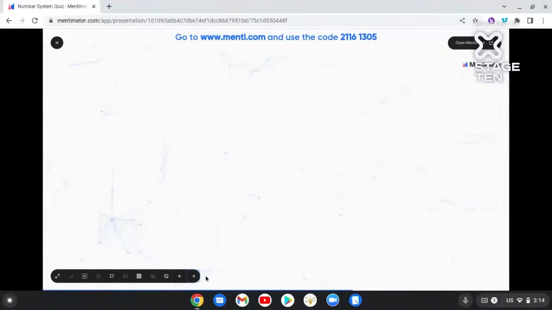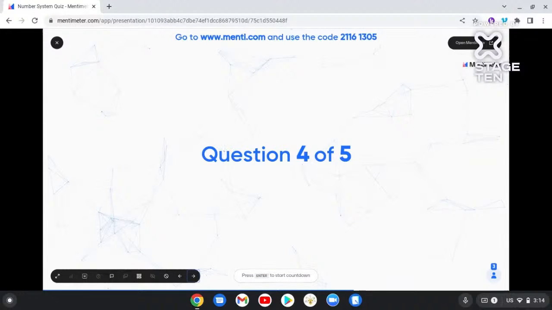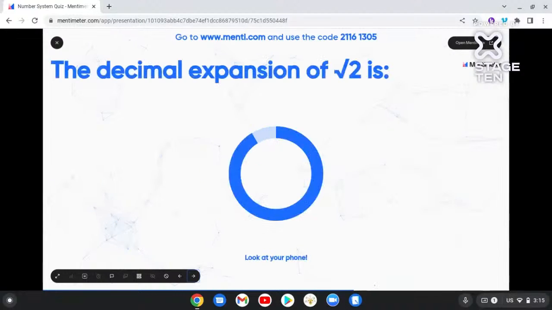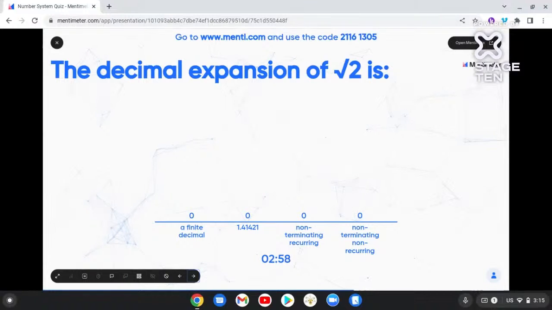All right, next question. Question number 4 is here. Decimal expansion of root 2. What is the decimal expansion of root 2? Is it a finite decimal, meaning it has finite digits? It is 1.41421, non-terminating recurring or non-terminating non-recurring? Which of these is correct? You have to check it and tell.